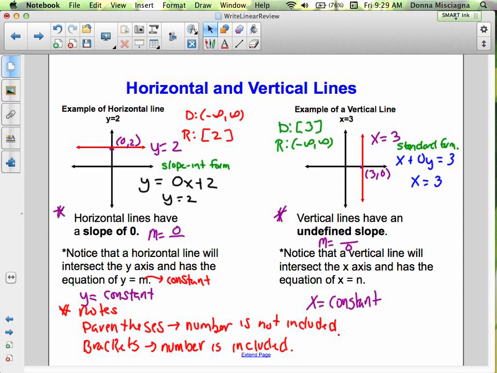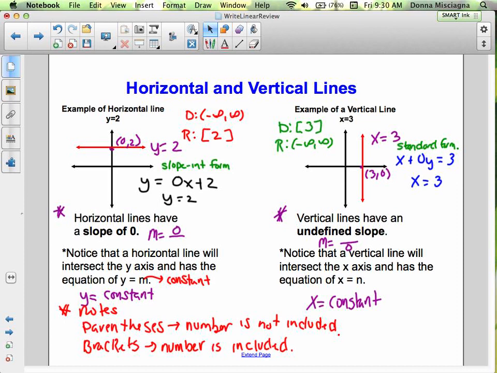All right, let me talk about the vertical line, and then we'll talk about domain and range for both of them. Here we have an example of a vertical line, x equals 3. Technically, y equals a constant is in slope-intercept form; we just don't bother to write 0x. The equation of a vertical line is technically in standard form, because we could write it as x plus 0y equals 3. We don't have a y there, so it can't be in slope-intercept form.